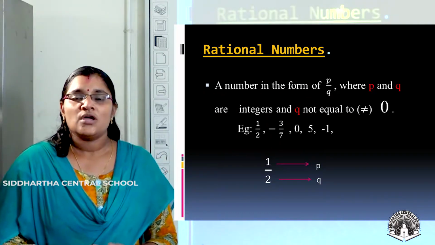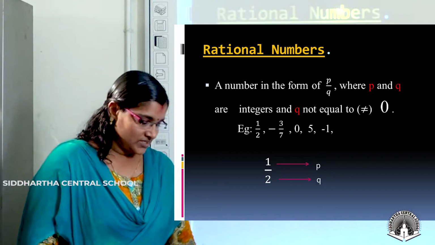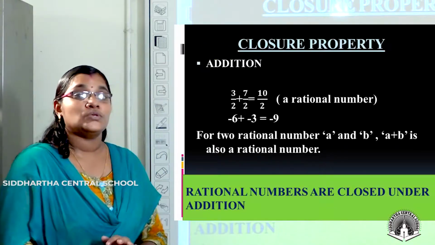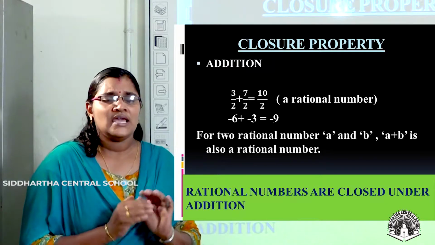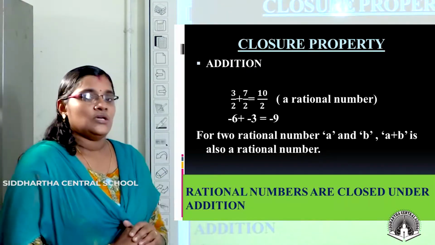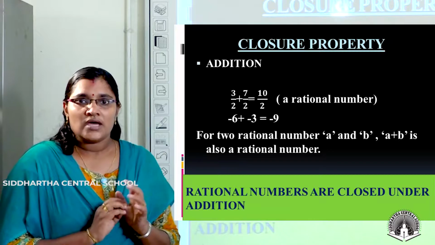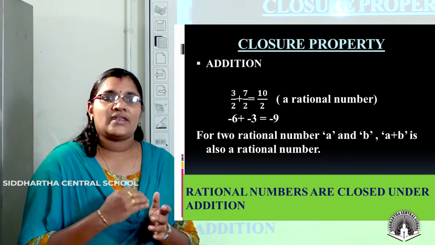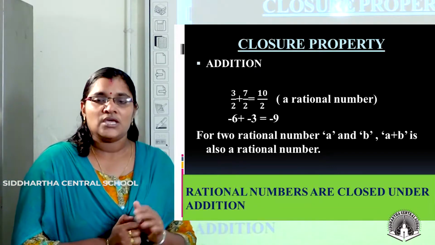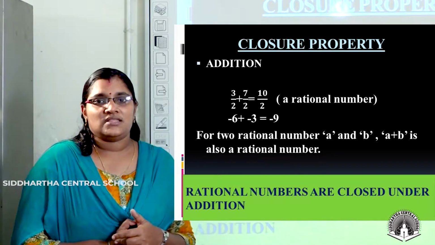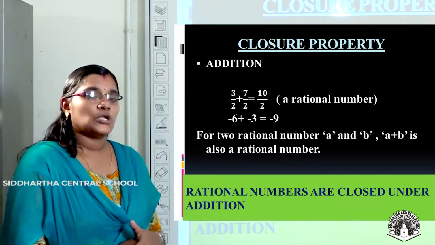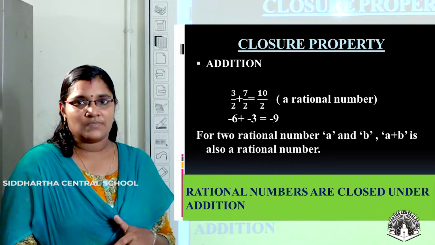Then we can move to our properties. Our first property is closure property. Closure property, first for addition: if you add two rational numbers, you will get another rational number. Then we can say that addition is closed for rational numbers.